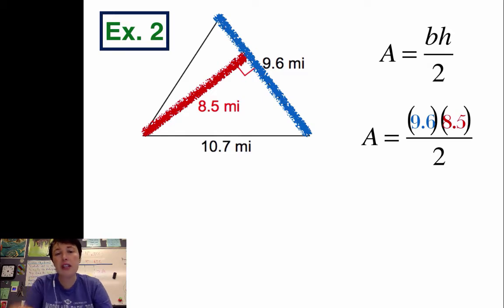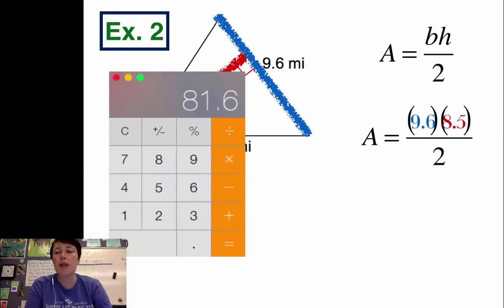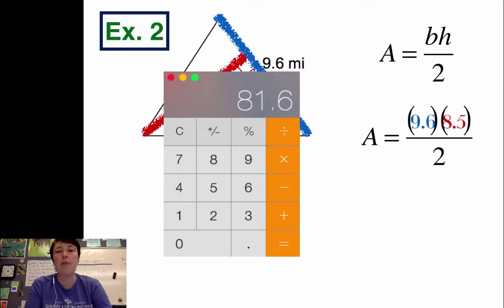So I'm going to be multiplying 9.6 times 8.5. And in your notes, feel free to kind of highlight your base like I'm doing in the picture and your height, because those are the two numbers we're looking for. Like that 10.7 that's in the picture, didn't even need that number. It's a distraction, actually. So I'm going to multiply on my calculator. 9.6 times 8.5 is 81.6.